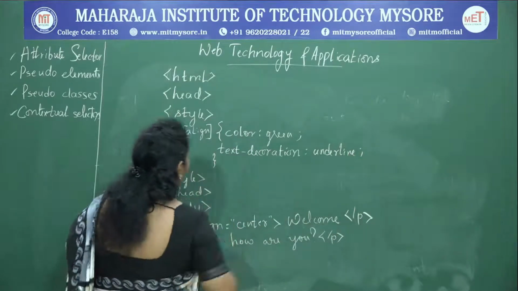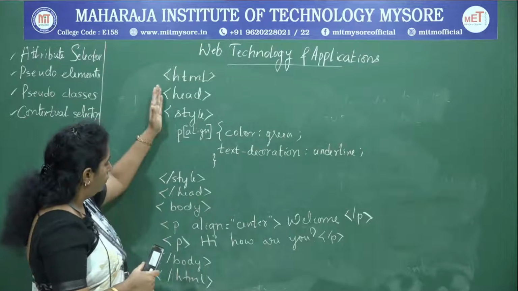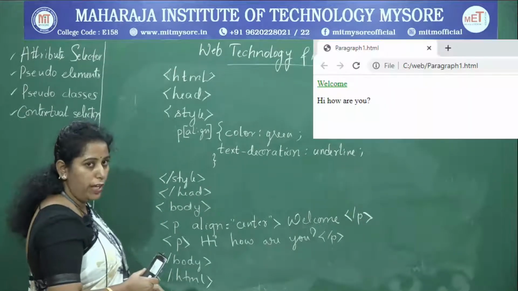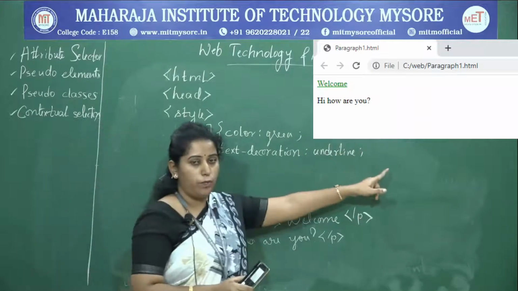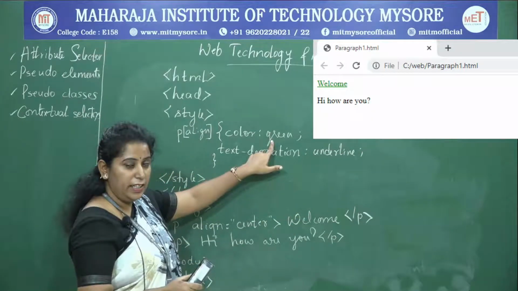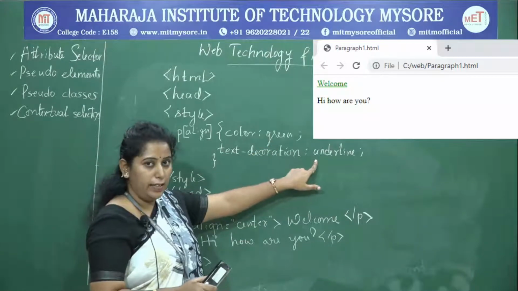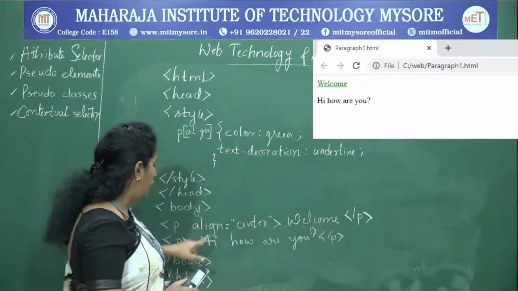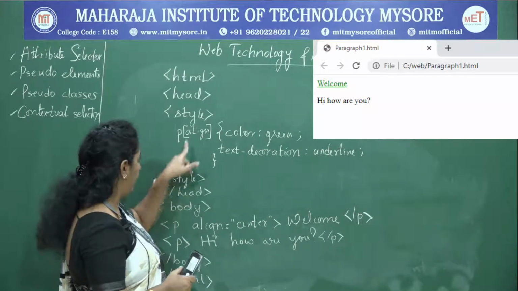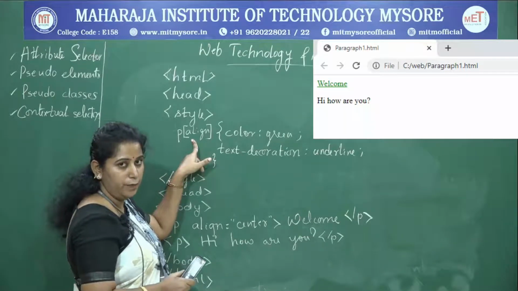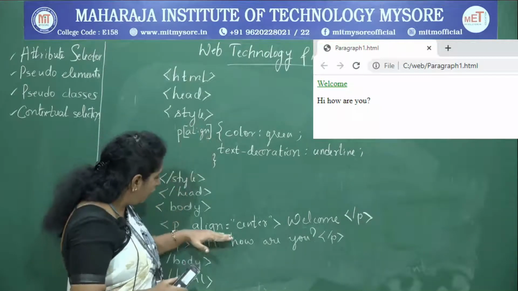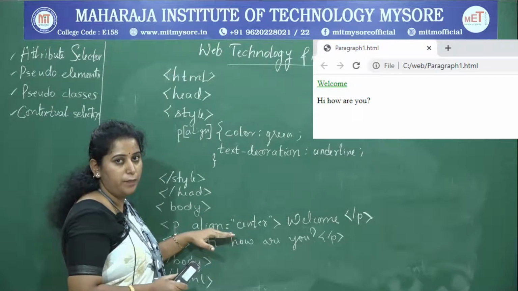Finally, close this. Now once you run this program, you can look into the output. What happened? Welcome is printed in green color and it is underlined. Why? Because align is the property which I have given here. It is matching for this selector. Otherwise, you can say this selector is working on this particular statement.